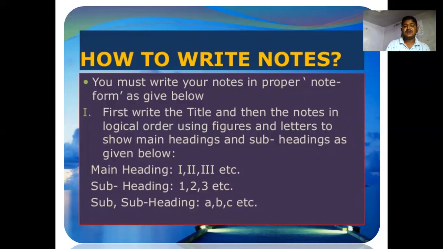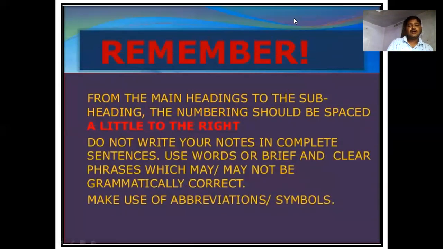And for subheadings we have to go through with the English numbers 1, 2, 3, etc. And for subpoints or subheadings, we have to go through with ABC, alphabets of small letters. Don't go through with the capital letters, go through with the small alphabets of ABC, etc. The next, from the main points, try to remember the main headings of the subheadings, and the numbering should be spaced a little to the right.